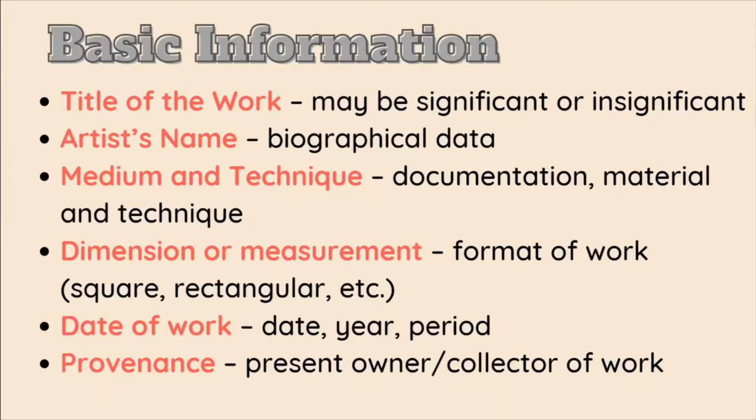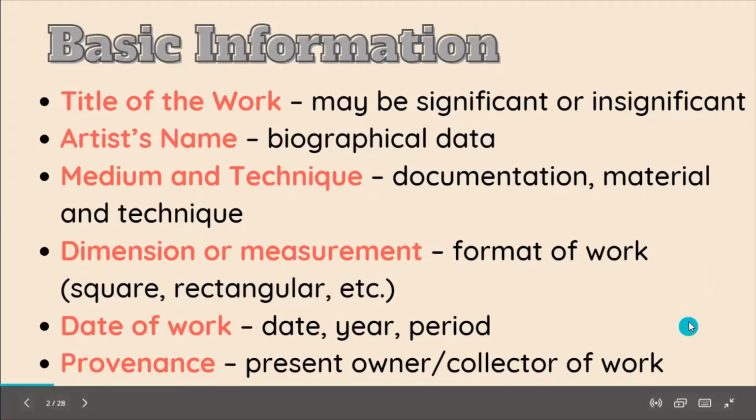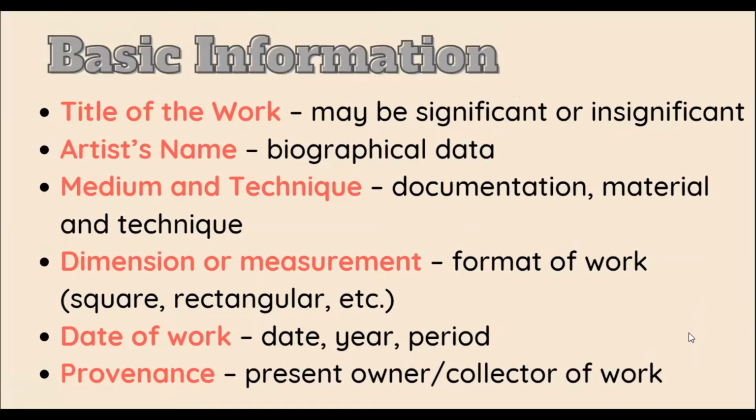And then the next one is the dimension or the measurement. So you indicate the size of the artwork. And then the date of work. If the complete date is known, you can indicate it. But if not, most of the time only the year is indicated. Or the period, if it is very old, most of the time the period is used. And then the last one is the provenance. So it is the present owner or collector of the work.